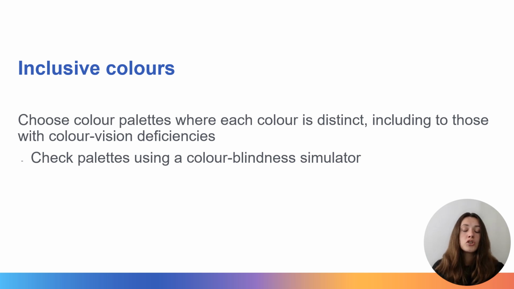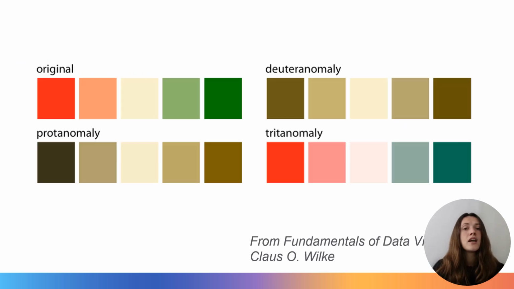We also want to ensure that we're using inclusive colours. So colour palettes must be chosen depending on the type of data, and each colour in that palette should be distinct to everyone, including those with colour vision deficiency. One way to check this is to use a colour blindness simulator to ensure that they're still distinct even with these different deficiencies. So this is an example of where a colour palette at first might appear to be quite distinct, but if people have a certain type of colour blindness, they now can't distinguish between the high and the low values.